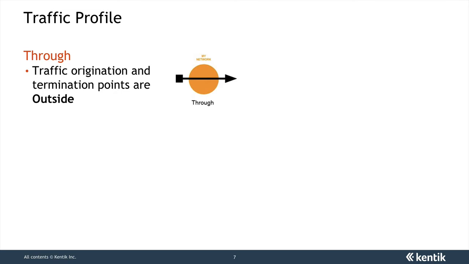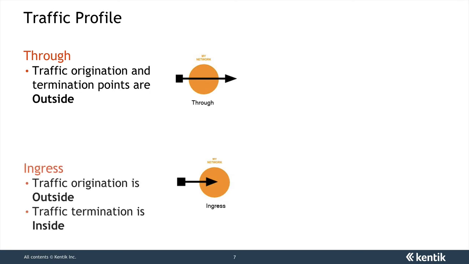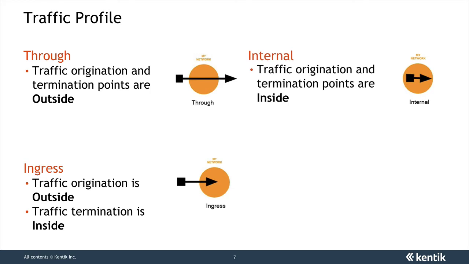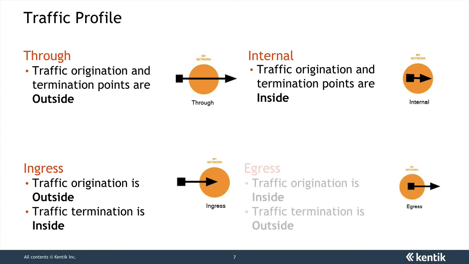Ingress traffic is traffic that is coming from outside of your network but terminates inside your network. It has a traffic origination of outside but a traffic termination point that is inside. Traffic with an internal traffic profile is traffic that has a source and termination dimension that is set to inside. Egress traffic is traffic that originates within your network or inside, but terminates somewhere that is defined to be outside or external to your network.